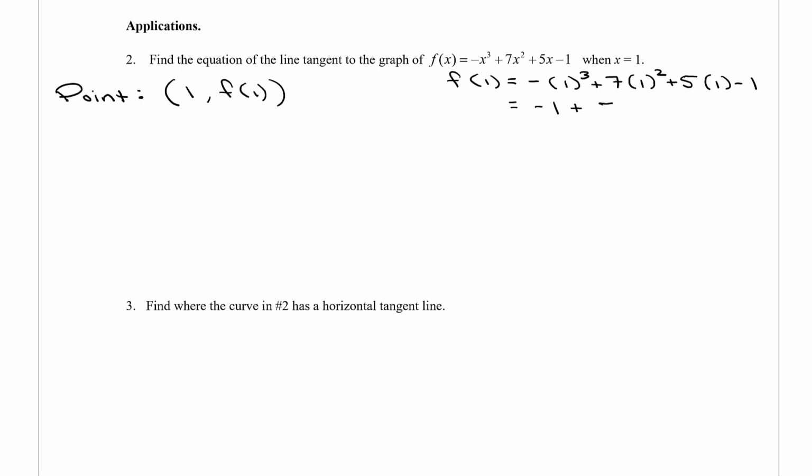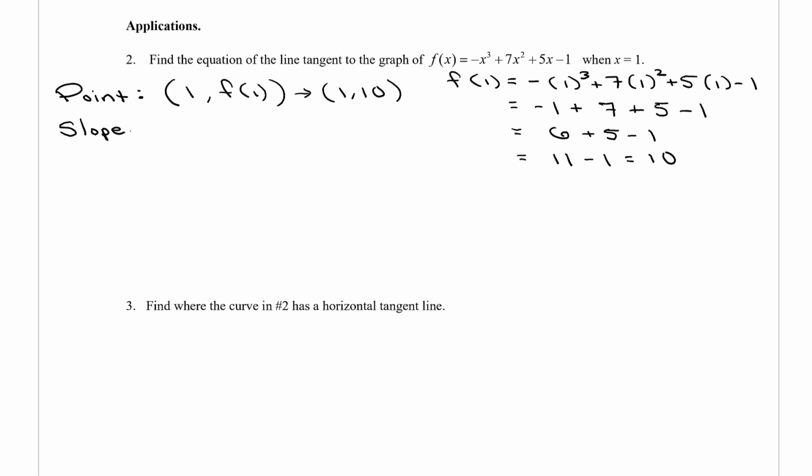This is going to be equal to negative 1 plus 7 plus 5 minus 1, which is equal to 6 plus 5 minus 1, which equals 11 minus 1, which is equal to 10. So therefore our point will be at (1, 10). Now we need the slope.